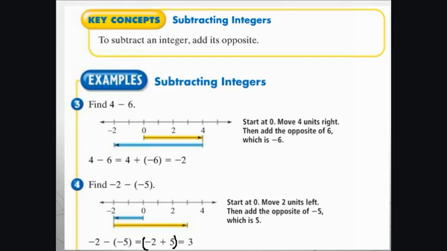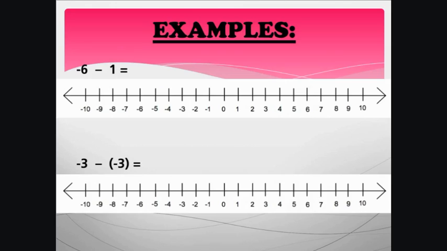So let's take a look at some examples of subtracting integers. Here we have -6 on our number line. This is where we're starting. And we're subtracting 1. We're taking away one value. So we're moving to the left on the number line to take us to -7.